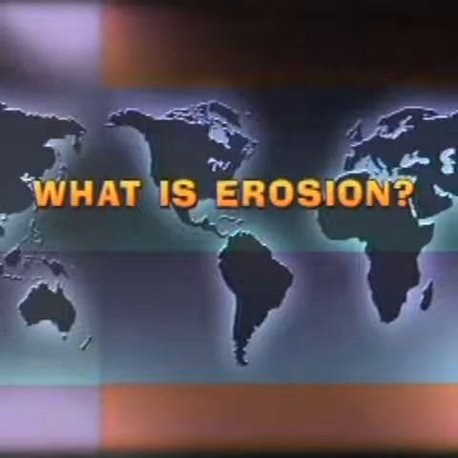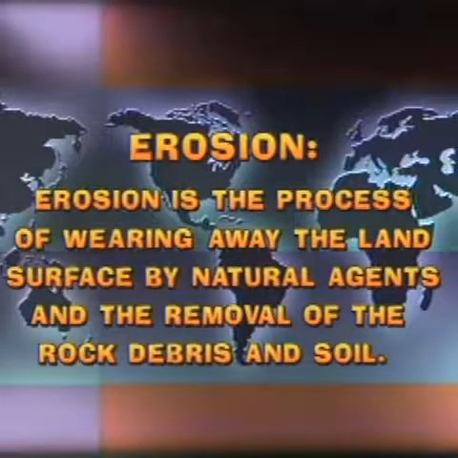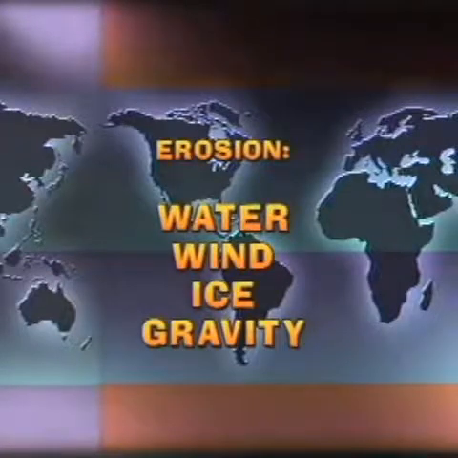What is erosion? Erosion is the process of wearing away the land surface by natural agents and the removal of the rock debris and soil. There are 4 major agents or causes of erosion. They are primarily water and wind, but also ice and gravity.